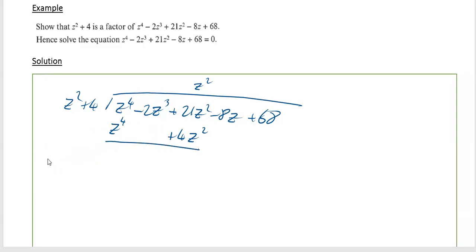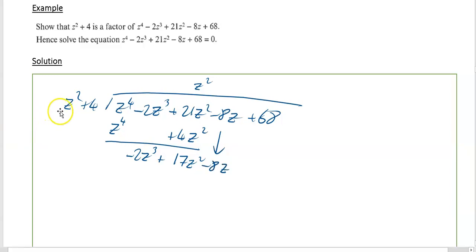So 21z squared minus 4z squared is going to give you 17z squared. And this is a bit people get confused about. You have minus 2z cubed and it's minus 8z. Nothing's been taken away from it, so it just leaves you the minus 2z cubed, and then plus the 17z squared, and then z to the power 4 minus z to the power 4, it just disappears. You then need to bring down your next term, which was minus 8z.